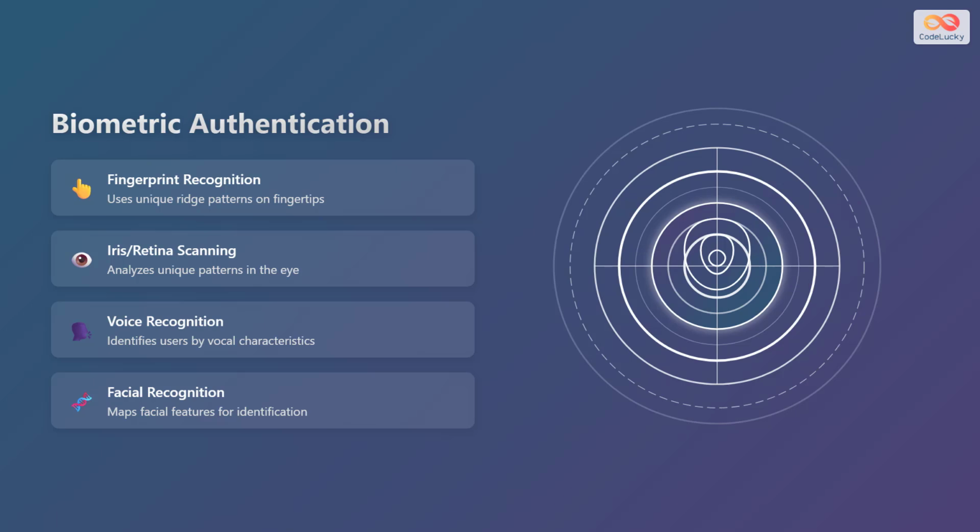Let's start with biometric authentication. This approach uses unique physical or behavioral characteristics to verify a user's identity. Several types of biometric methods are commonly used.